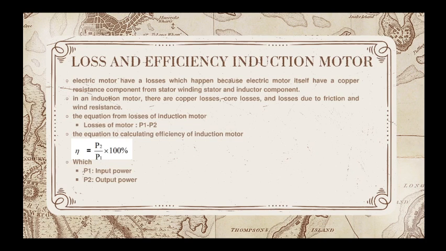Next, we go to the loss and efficiency of an induction motor. An electric motor has losses because it has copper resistance in the stator winding, and inductor components. In an induction motor, there are copper losses, core losses, and losses due to friction and wind resistance. The equation for losses in the induction motor is P1 minus P2. The equation can be seen below.